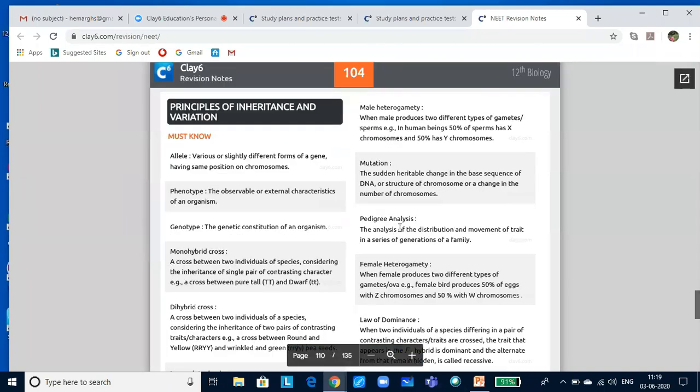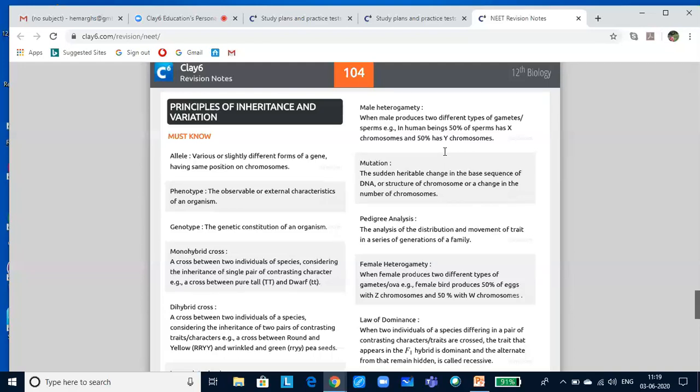Now in the beginning we have given you all the important definitions which you are expected to learn. I'm going to start with what is inheritance and what is variation. Now genetics, you know, is the study of heredity and variations. The term genetics was coined by Bateson in 1905.